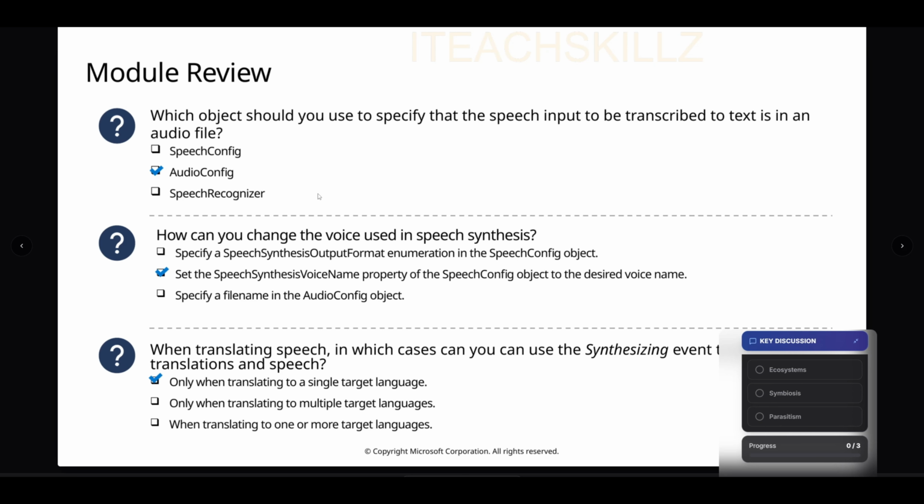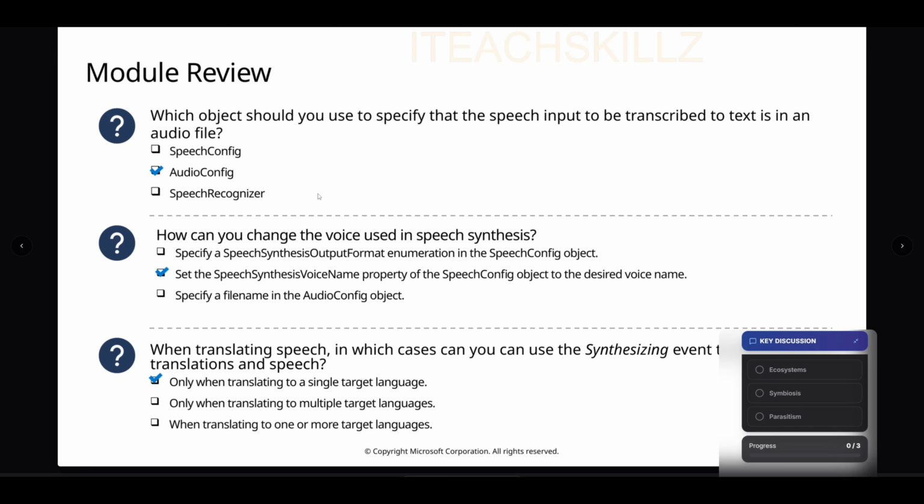Then it asks, how can you change the voice used in a speech synthesis? In this case, you can use SSML, speech synthesis markup language, to set the speech synthesis voice name property of the speech config object to the desired voice name. The other two are not correct because they do not allow you to use the property correctly.